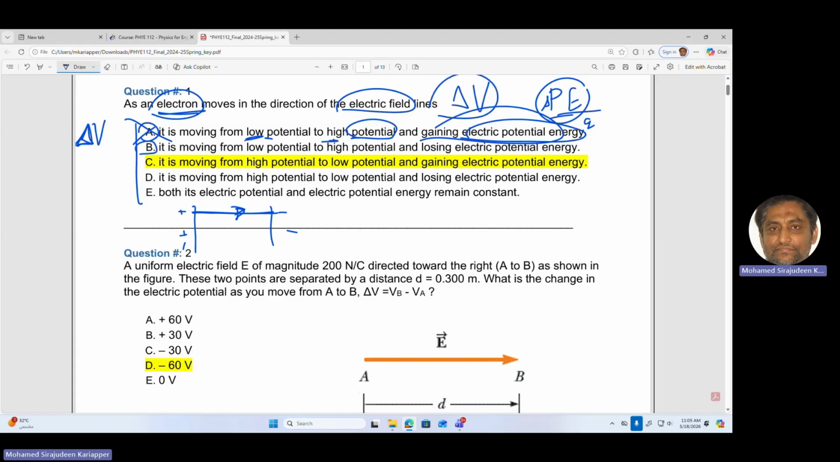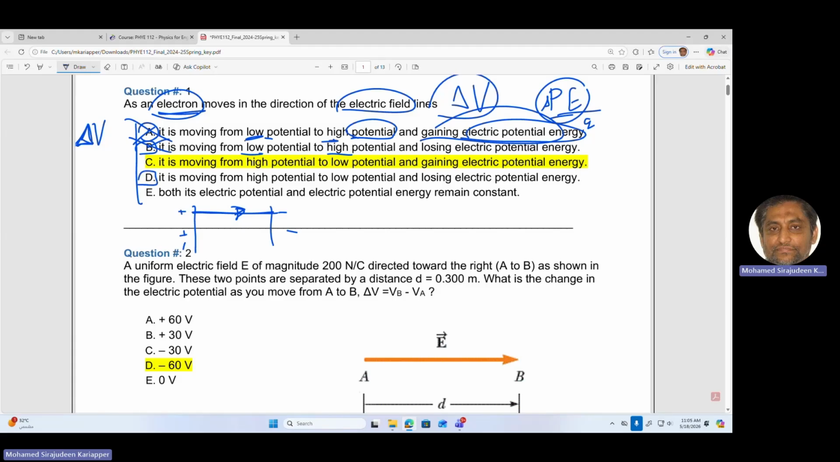What about B? Same story. It's saying the opposite thing. It's saying you are going from low to high. No. When you move in the direction of the electric field, you're actually going from high to low. That is also wrong. Now I'll skip this and go to this one.